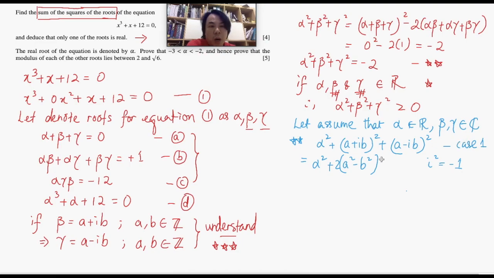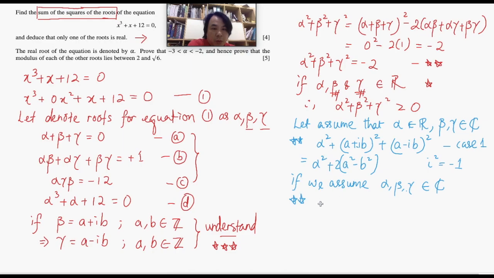That is the reason why two of these roots must be complex conjugates to each other. Now, can alpha be a complex number or not? That will be another question you may like to know. Okay, if we assume alpha, beta, and gamma to all be complex numbers, we can rewrite that statement one more time.